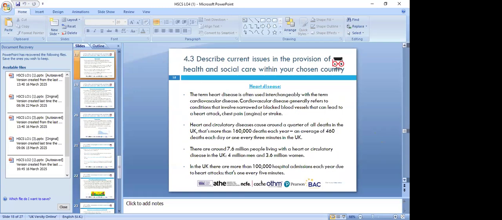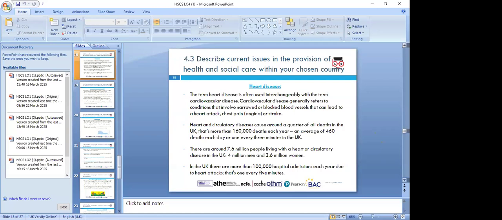Okay, then we have to look into heart diseases. We can talk about hypertension, high cholesterol, and all those things. They are all geared toward the same thing. Once you have diabetes, you are most likely to have heart disease as well. Heart disease is often used interchangeably with the term cardiovascular disease. This generally refers to conditions that involve narrowed or blocked blood vessels that can lead to heart attack, chest pain or stroke. Very, very important.